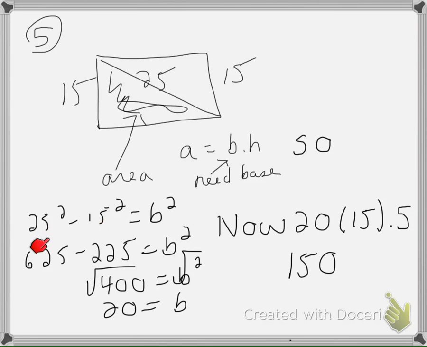That's going to be 625 minus 225 equals B squared. When you subtract, you get 400 equals B squared. Square root and you get 20. Looks like I have a mistake over here because I don't need to do divided by a half. I need to use this 20 now as the base, and this is the height. 20 times 15 is going to be 300. And so the answer to the question is 300 units squared. That is the area of the entire rectangle.